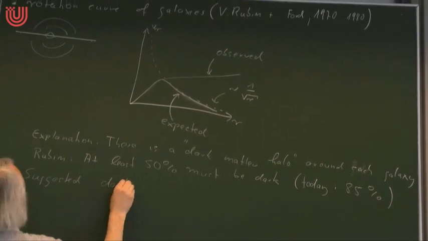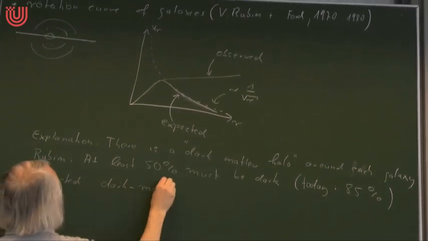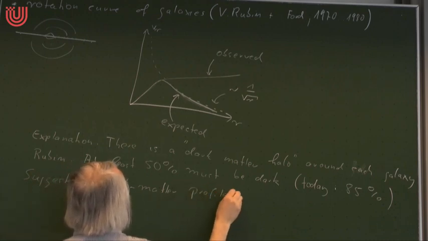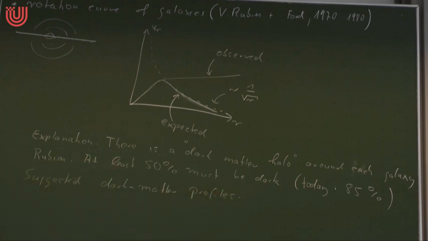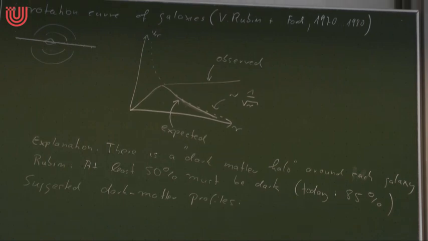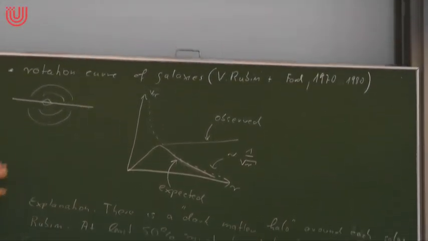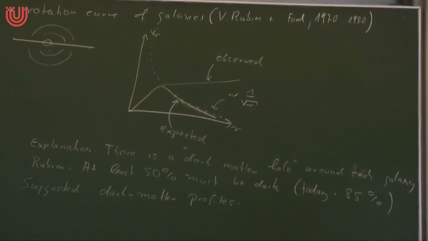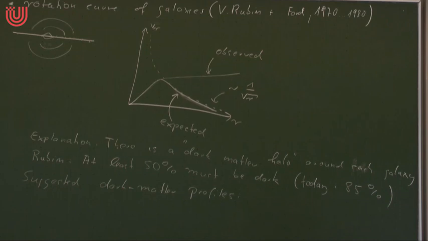Suggested dark matter profiles. This means density as a function of radius. Usually one assumes spherical symmetry. For the dark matter halo, at the moment, there's no reason to assume that it differs strongly from a spherically symmetric distribution. So it's usually considered to be spherically symmetric.